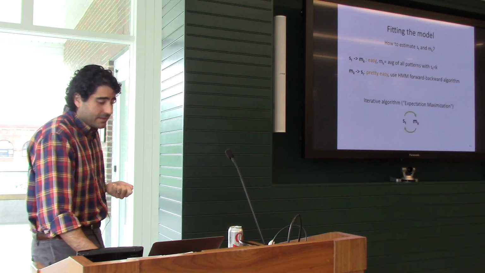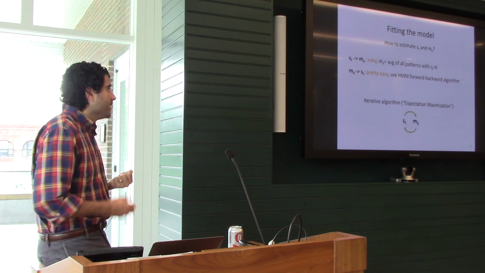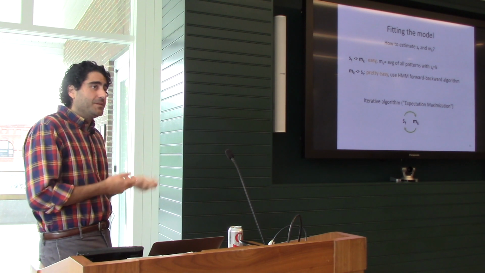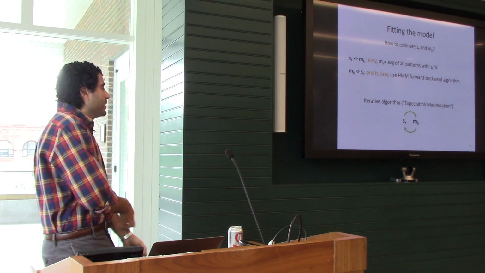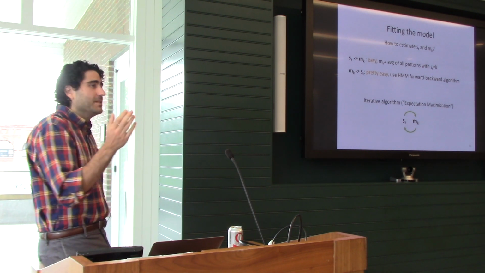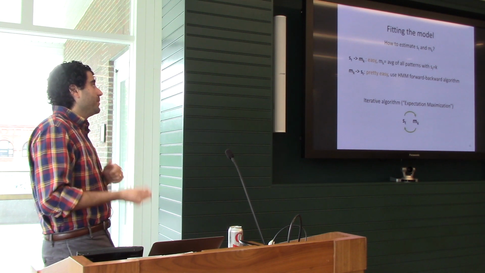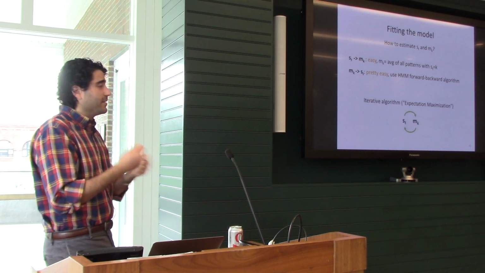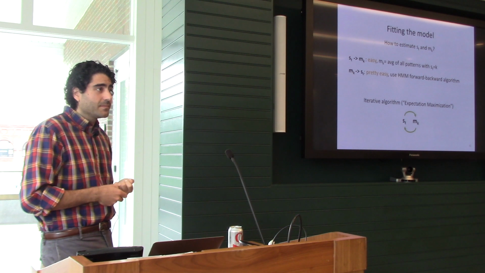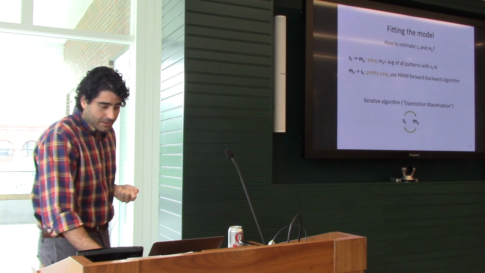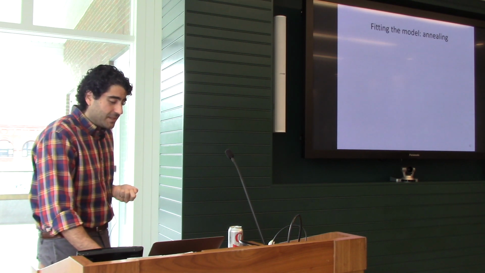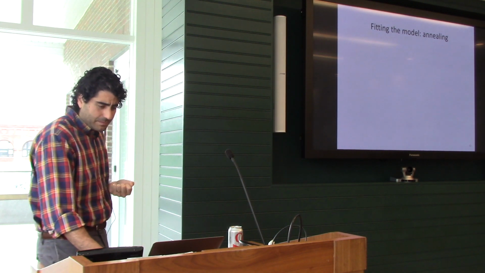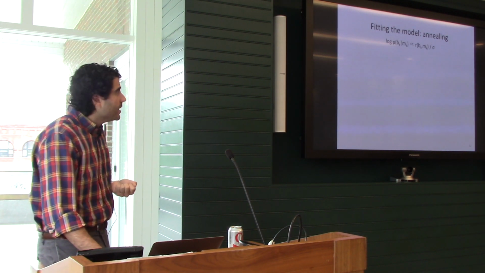So the way we do this is basically by iterating back and forth between these two things, right? We start with an estimate of S and K where all the events just look the same, and then we try to guess S and T, and we go back and forth until we converge to a solution.